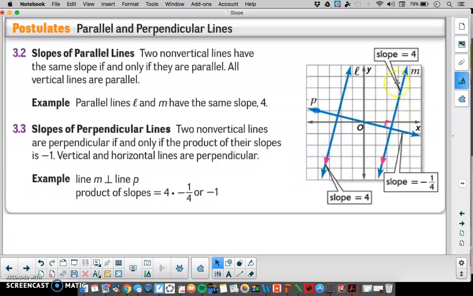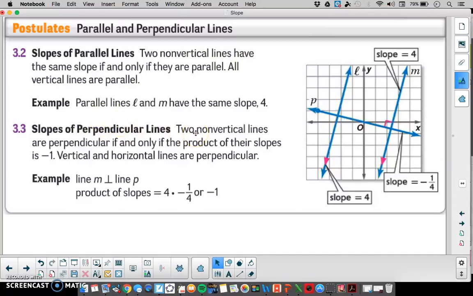So the slope of this line here, line M, is 4. The slope of L is also positive 4. So because they have the same slope, they have the same rise over run, and so whenever we're counting that, they will never cross. But perpendicular lines do cross.